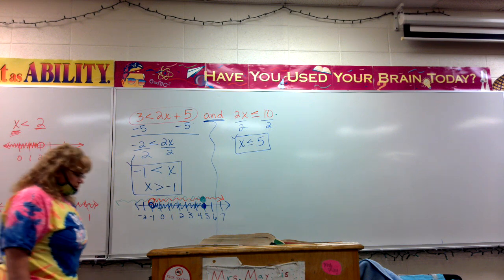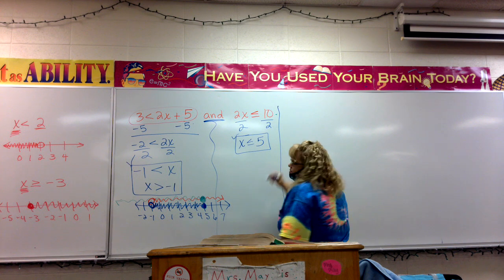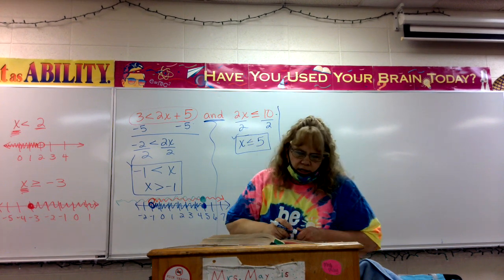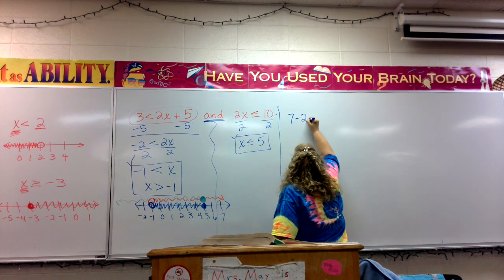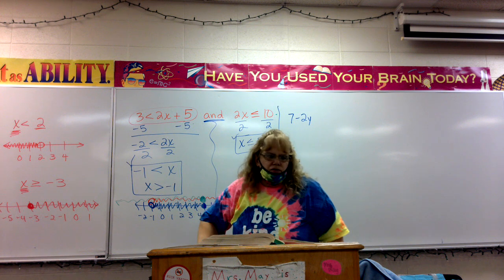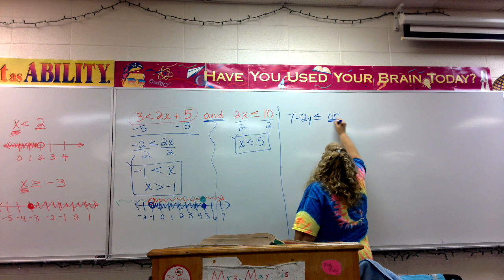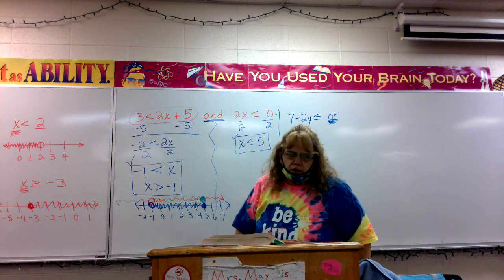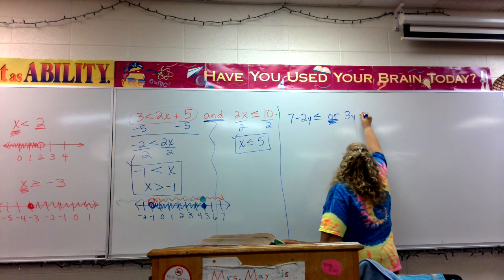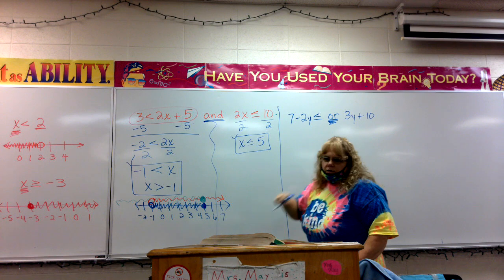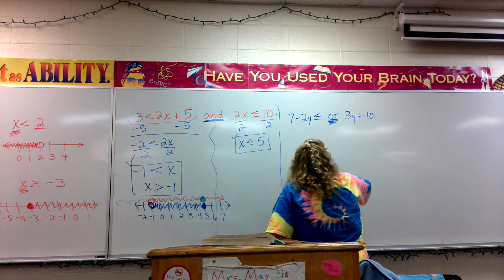But wait. Sometimes, here's where it starts to get a little iffy. 7 minus 2y less than or equal to 1. Or, notice this time it's an or. 3y plus 10. You guys are making sure I copy this right, aren't you? Is less than 4 minus y.